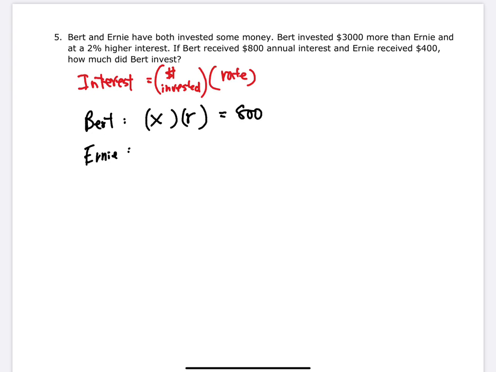Now, as far as Ernie, notice it says Bert invested $3,000 more than Ernie, so that means for Ernie it is whatever Bert invested minus $3,000.